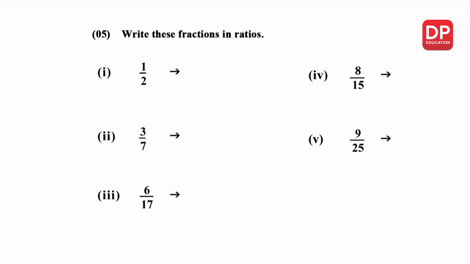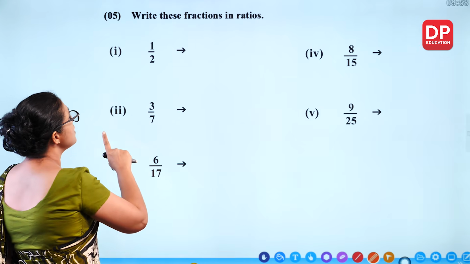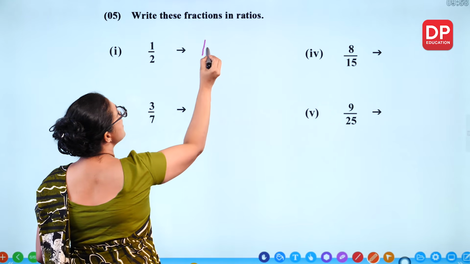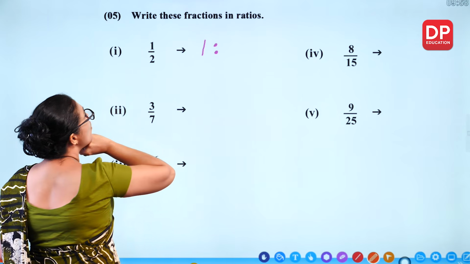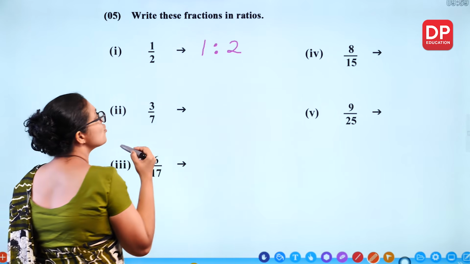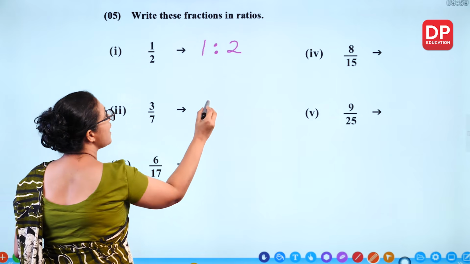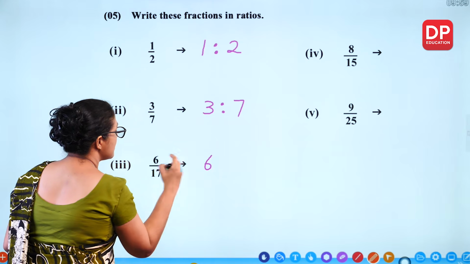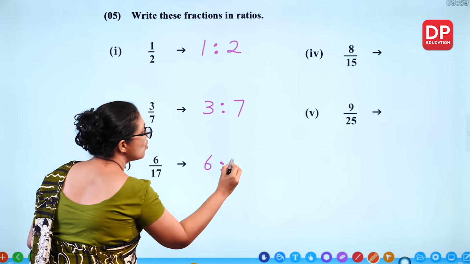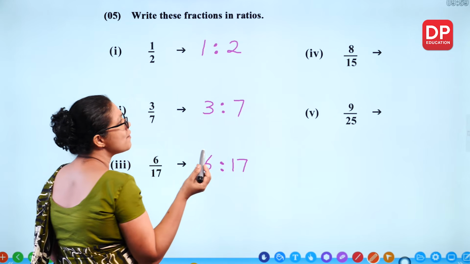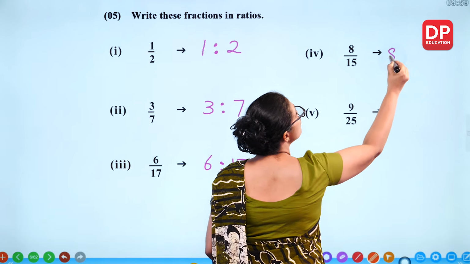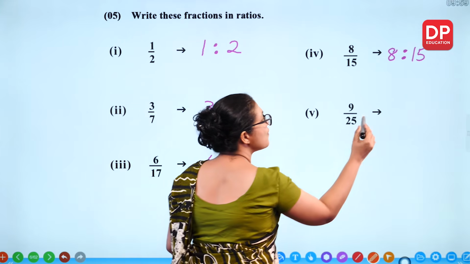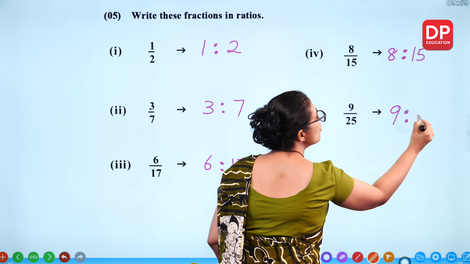Write these fractions as ratios. Other way around now. Fraction is given, you are asked to find out the ratio. So how do you do it? Numerator first and then the ratio sign, the colon, and the denominator. 1 to 2 ratio. 3 over 7 you can write 3 to 7. 6 over 17, 6 to 17. 8 over 15, I can write 8 to 15. 9 over 25, I can write 9 to 25.